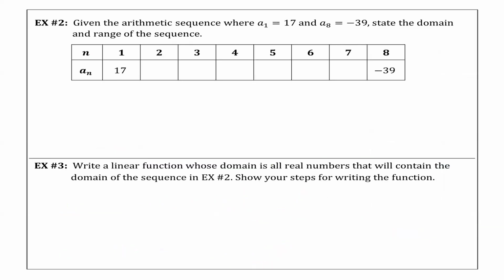Now, what if here we are given an arithmetic sequence, but we're only given our A sub 1 and our A sub 8? How am I going to find what took place in between? Okay. It's going to be your rate of change.